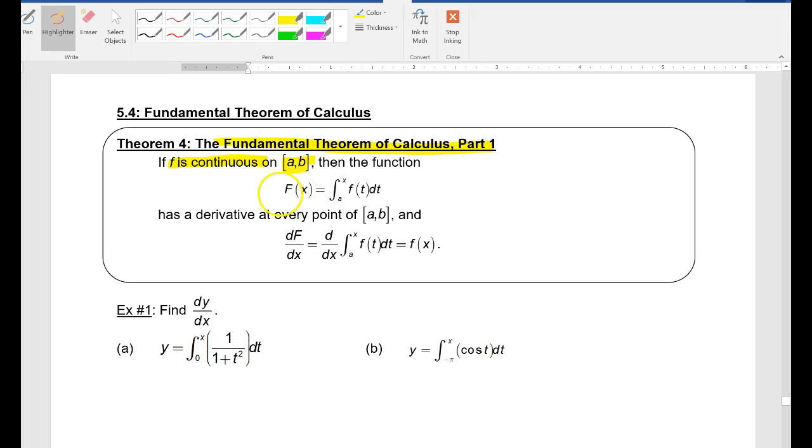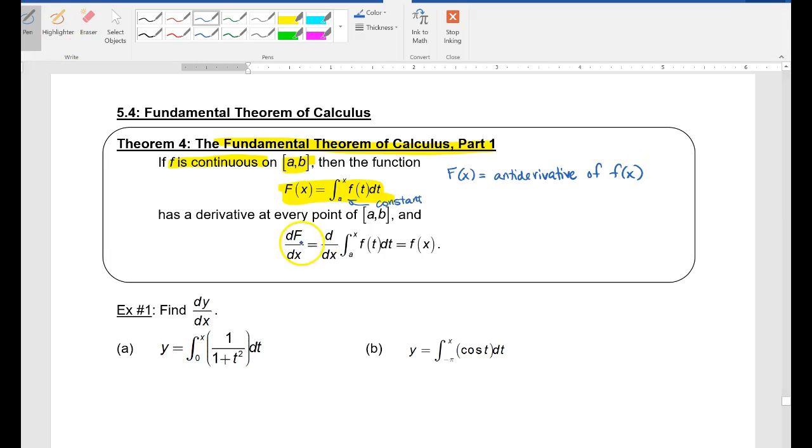So if F, that is capital letter F of x, is defined as the integral from a to x of f of t dt. So in other words, a is a constant, and then we have this variable x. Okay, so just basically saying that F of x is equal to the antiderivative of f of x.